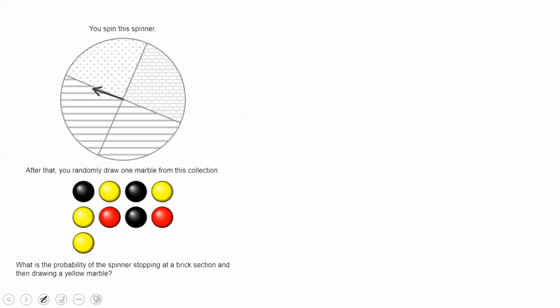Okay, now this is starting to look familiar from the beginning of the year. You spin this spinner. After that, you randomly draw 1 marble from the collection. Now, you will remember that the spinner and the marbles don't affect each other, so these are independent events. It says, what's the probability of the spinner stopping at a brick section? So if I'm looking at this, this looks like the only brick section, so it's 1 out of 4 sections are brick.